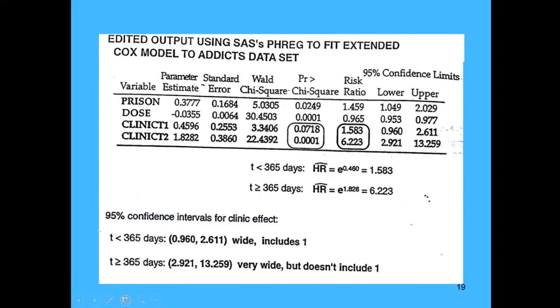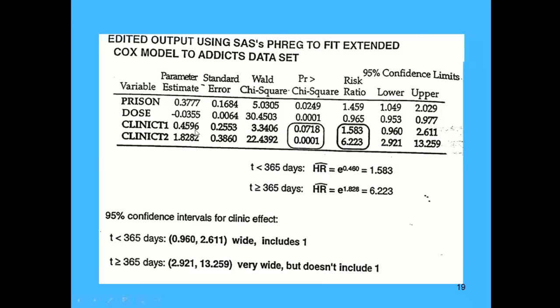Here are the results for the model with the two Heaviside functions, clinic times G1 and clinic times G2. See, it's got prison, dose, clinic T1, clinic T2, and it's got the parameter estimates, the standard errors, the Wald chi-square, a p-value, risk ratio, which is really the hazard ratio, or e to the beta, and it's got confidence intervals around them.